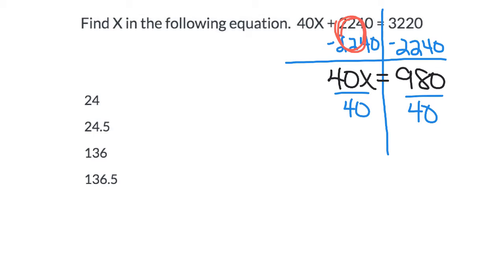And 40x over 40 is equal to 1x, and that leaves us with x equals 980 divided by 40, which is 24.5.